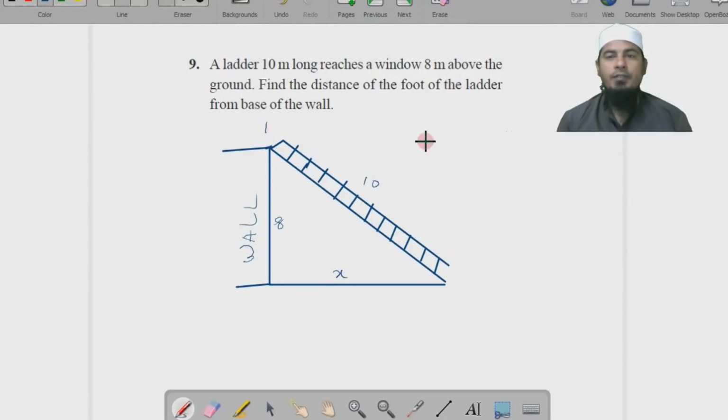Find the distance of the foot of the ladder. This is the foot of the ladder from the base of the wall. This is the base. We want this distance. This is 8. This is 10. If we keenly observe, this is a right angle triangle. We can apply Pythagoras theorem to get the BC value. Just apply Pythagoras theorem, and answer will be 6.